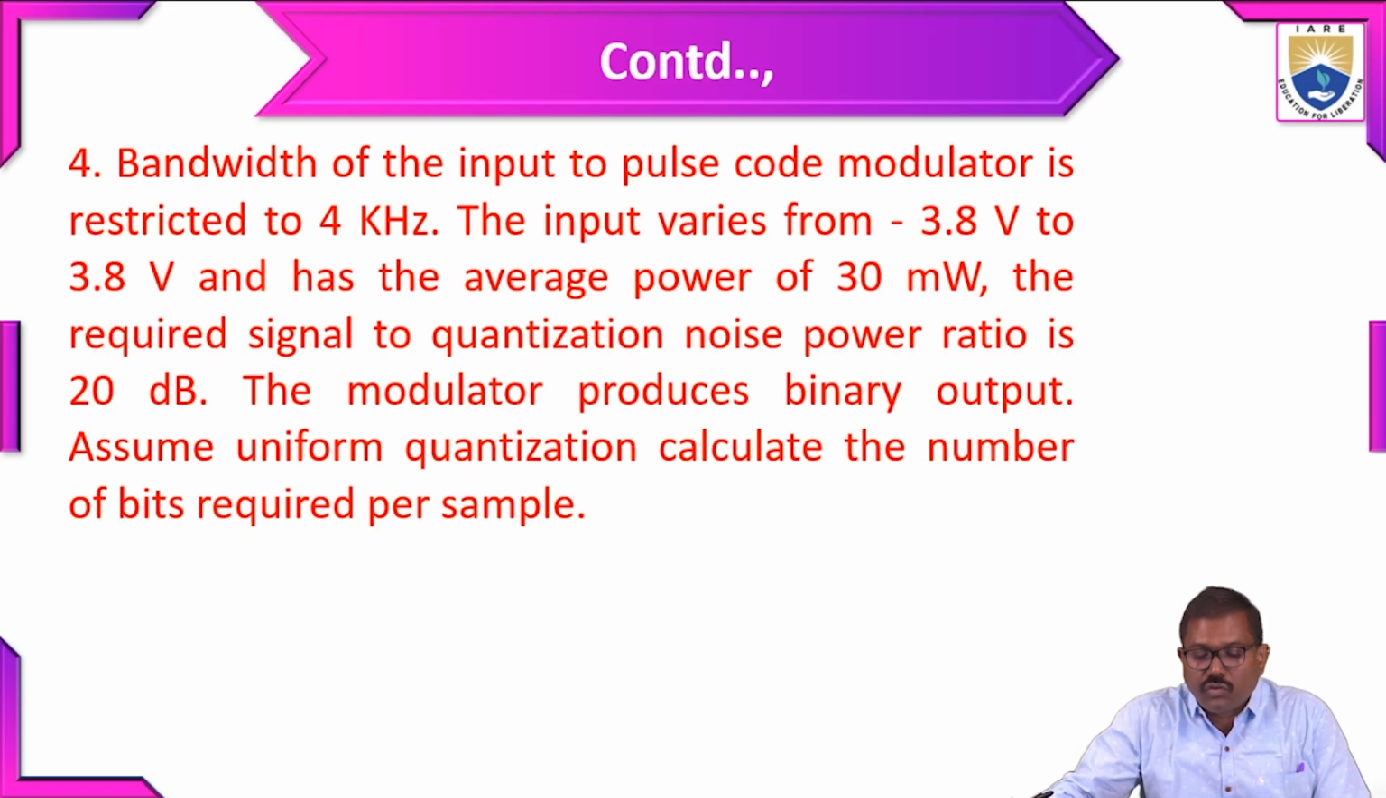Now coming to the fourth one. The bandwidth of the input to the pulse code modulator is restricted to 4 kHz. The input varies from minus 3 volts to plus 3 volts and has an average power of 30 milliwatt. The required signal to quantization noise power ratio is 20 dB. The modulator produces binary output. Assume uniform quantization. Calculate the number of bits required per sample.